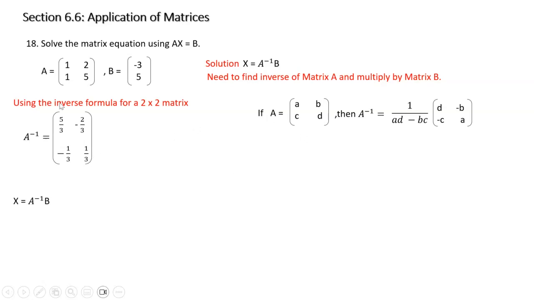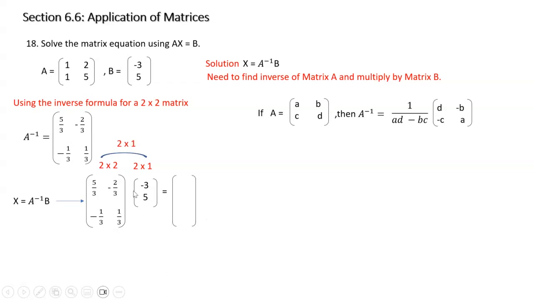So this is the inverse of matrix A. Then to find X, we're going to multiply the inverse times matrix B, which means I'm going to multiply 5 thirds times negative 3. This can be done because the two in the middle are the same, and the answer will be a 2 by 1.